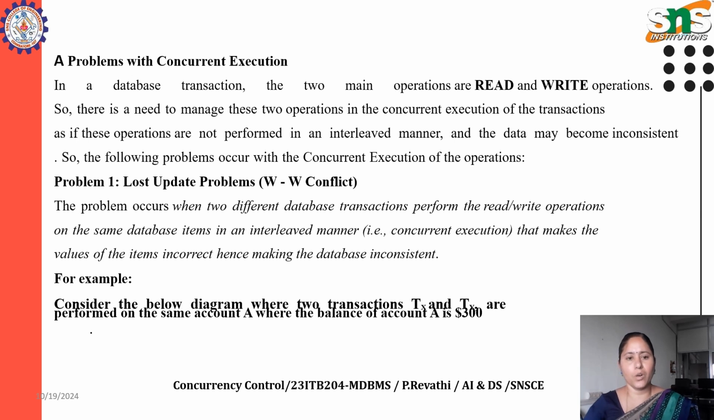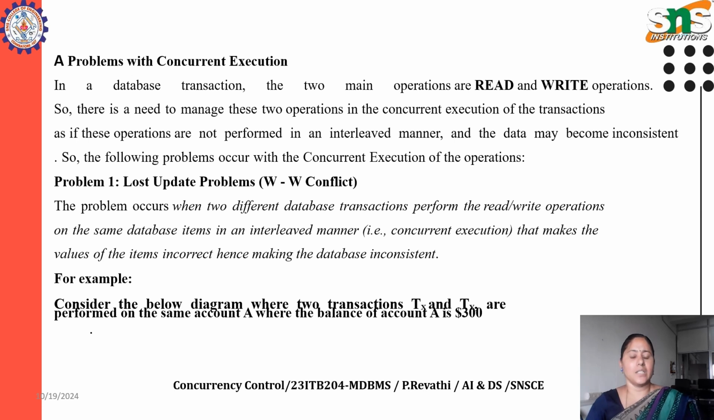First, problem 1, lost update problem. That means write conflict. The problem occurs when two different transactions perform the read-write operations on the same database items in an interleaved manner. For example, in concurrent execution, two different transactions are performed on the same database. That makes the values of the items incorrect, hence making the database inconsistent.